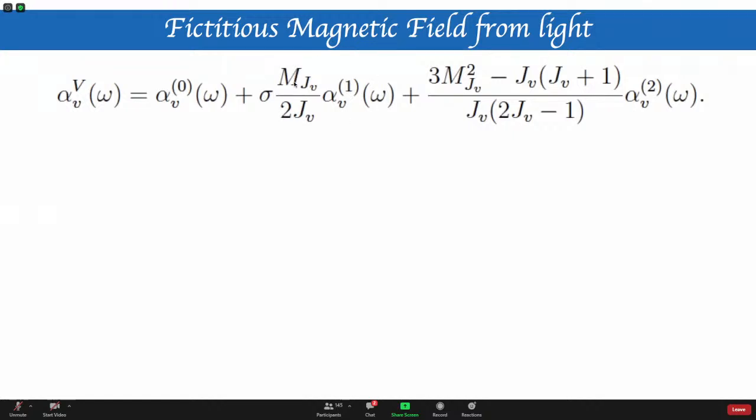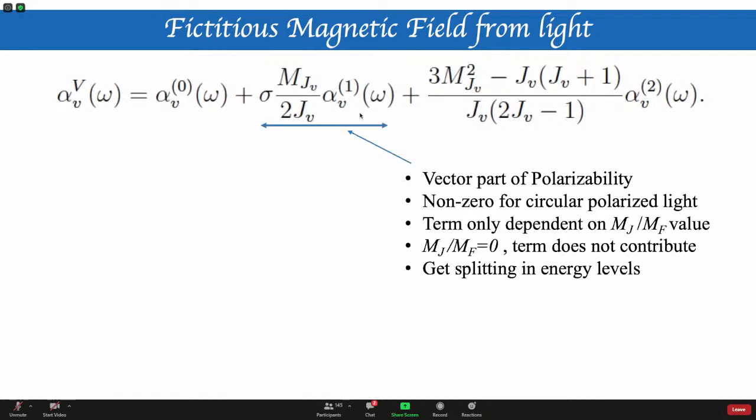Also, it depends upon which quantum state, which energy level state, we are looking at. If you are looking at the mj equal to 0 level, that is the magnetic quantum number of total j, that is 0, then this will not contribute. So in terms of the contribution, if you have a circular polarized light, you will get non-zero contributions.